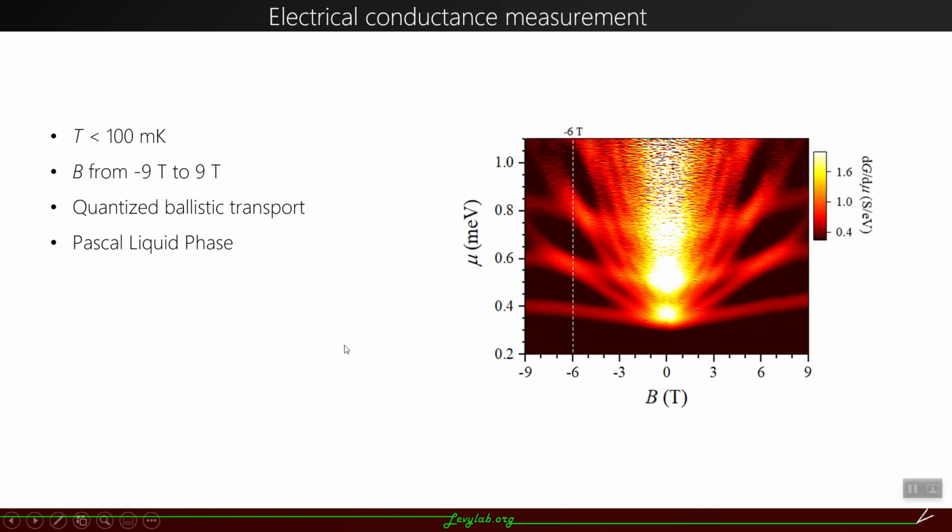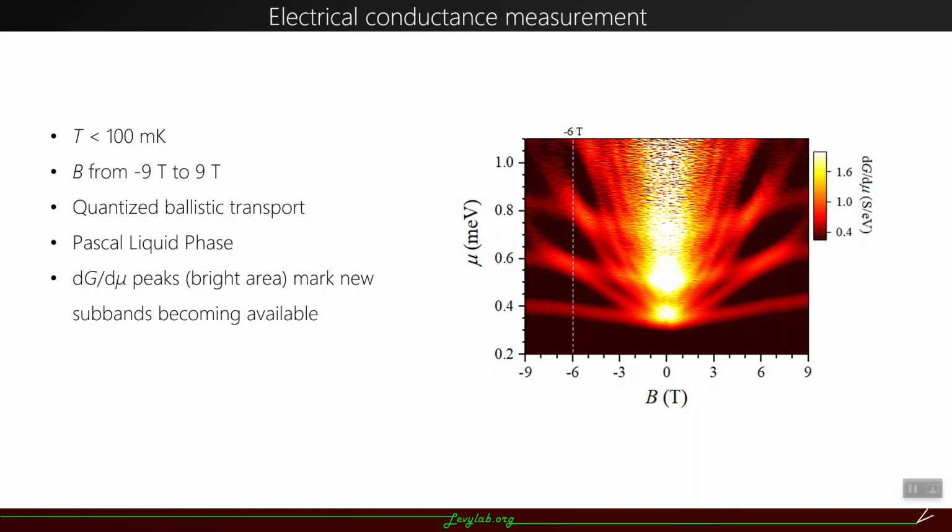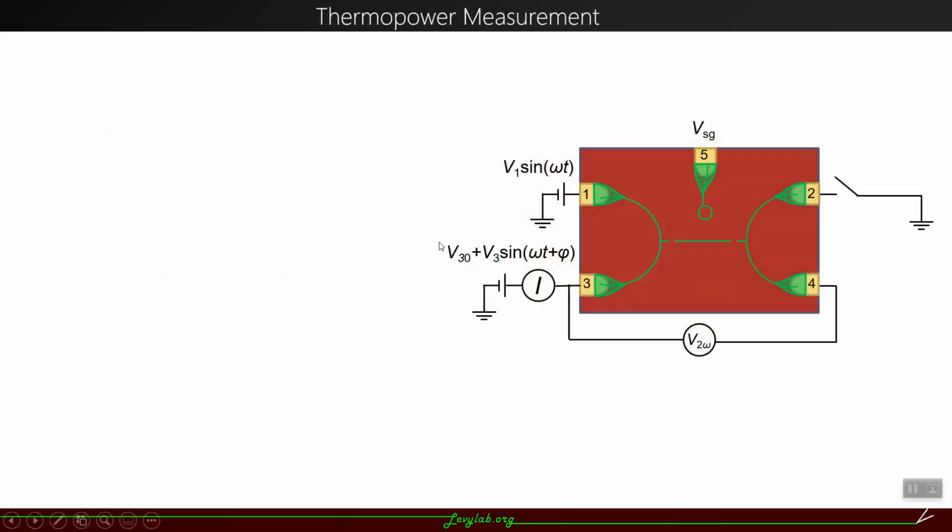And we can also look at the transconductance data. The bright area marks where the Fermi energy is crossing a subband bottom and a new subband is becoming available, and the dark area marks a conductance plateau. And in the transconductance data, we can also see the feature that some subbands lock together and separate again. This phenomenon can be explained by the attractive electron-electron interactions.